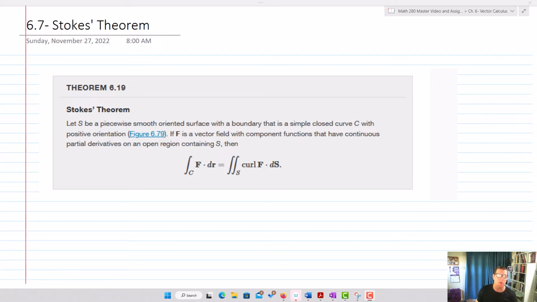But in this case, what we're doing is we're finding the value of the line integral of F dot dr and comparing that to the curl of F. And so you can kind of think about the curl of F as being like the derivative, okay?